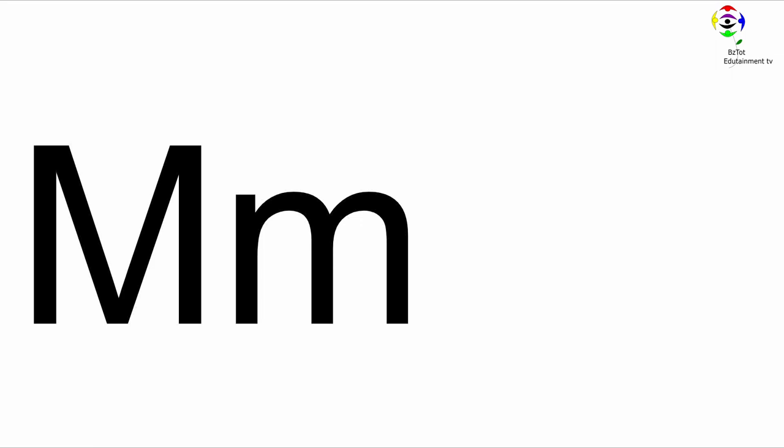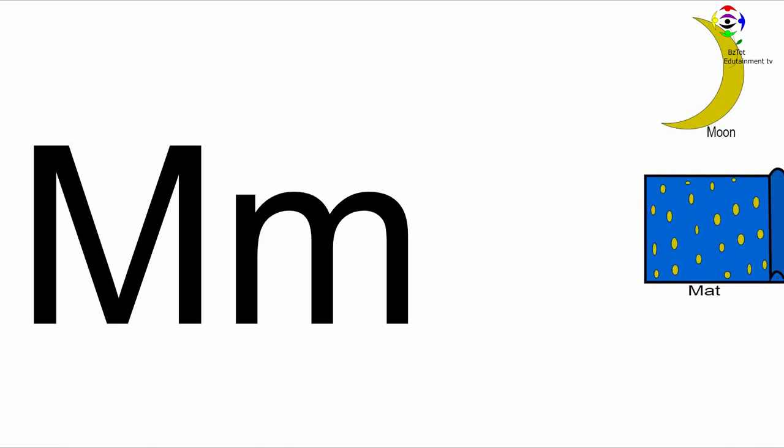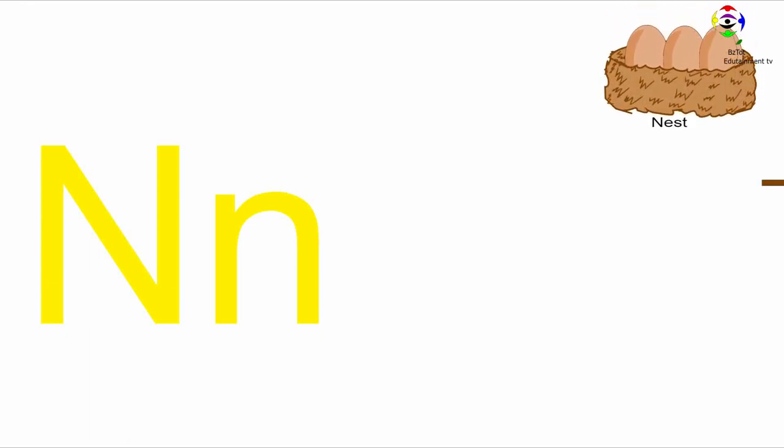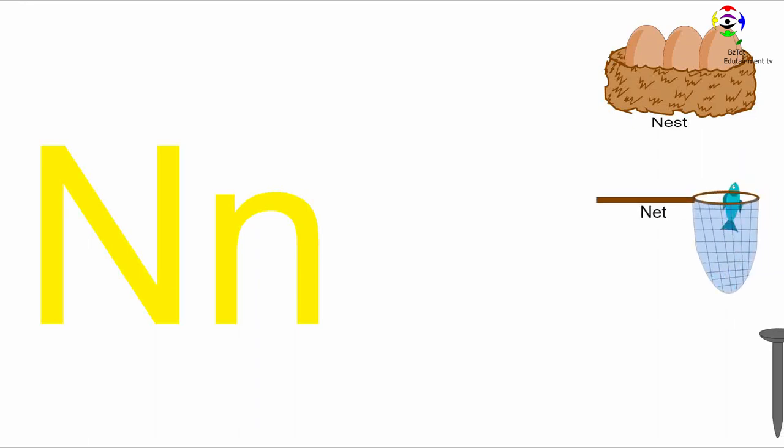M. M is for moon. M is for mat. M is for mirror. N. N is for nest. N is for net. N is for nail.